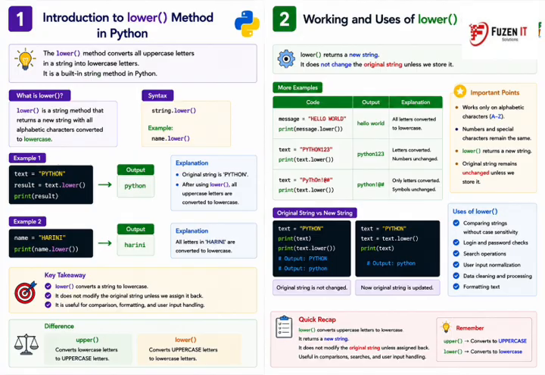So this lower method is useful in login systems, search operations, text comparison, user input handling, and formatting text. Quick recap for the lower method: lower converts uppercase to lowercase, works only on letters, and returns a new string. The difference between the upper and lower methods is that upper converts to capital letters and lower converts to small letters.